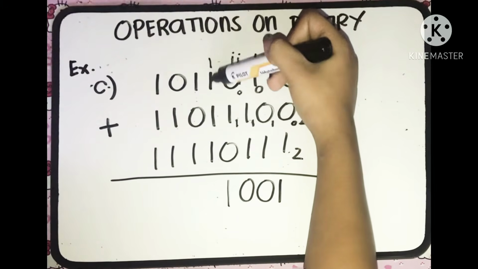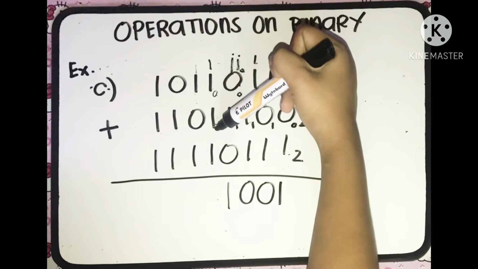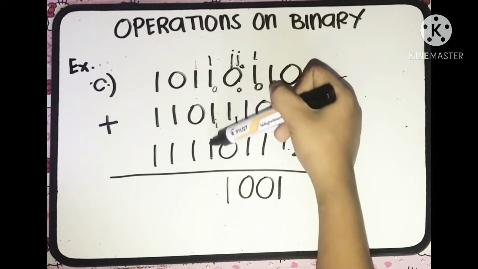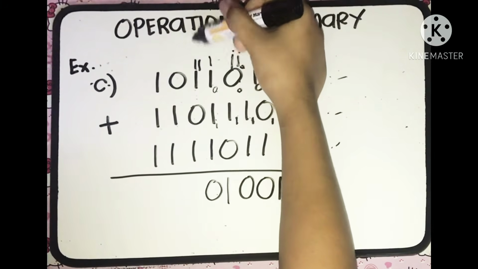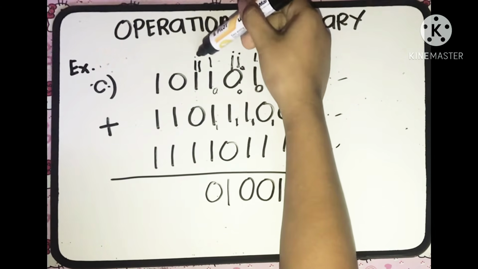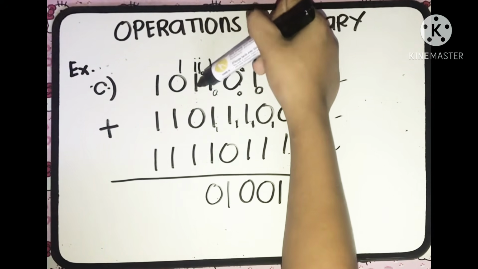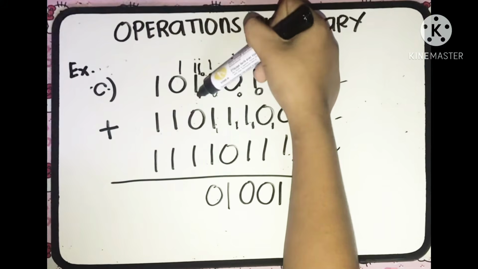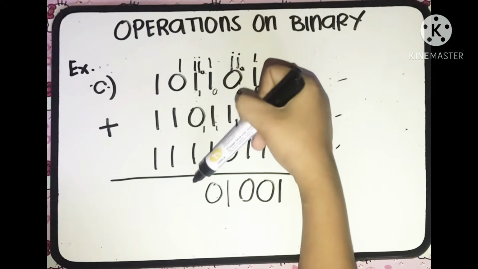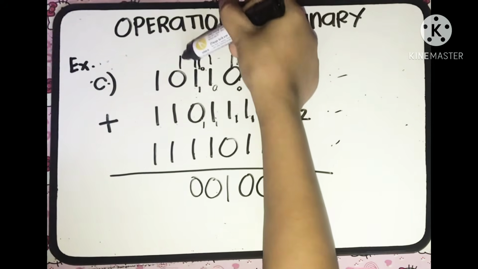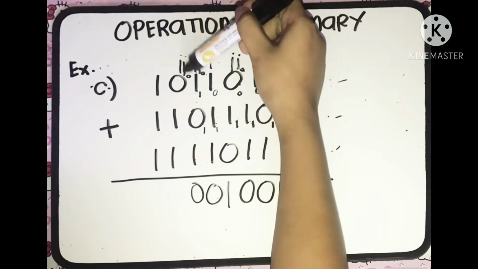Then, 1 plus 1 is equal to 0, carry 1. 0 plus 1 is equal to 1, and then 1 plus 1 is equal to 0, carry 1. Then, add natin ulit yung carry. So, we have there 1 plus 1, which is equal to 0, carry 1. Then 0 plus 1, which is equal to 1. Then 1 plus 0 is equal to 1. Then 1 plus 1 is 0, carry 1. Add the carry ulit. 1 plus 1, 0, carry 1.